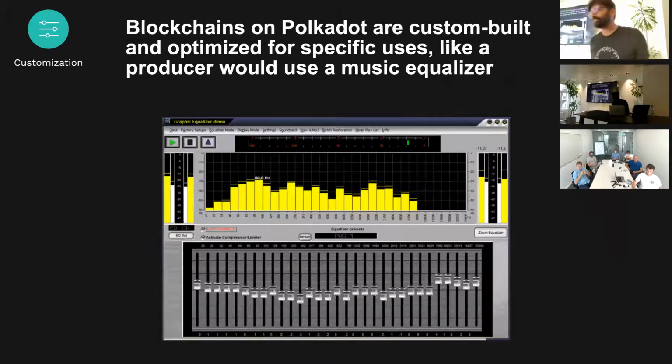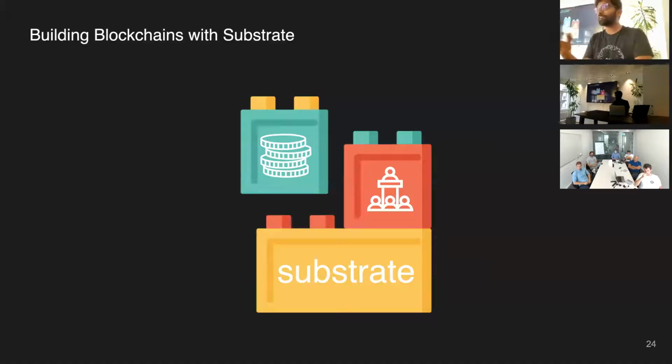Think of being a DJ or a music producer, you want to equalize things for a specific genre, right? So you need to adjust a few parameters to make sure a certain music sounds a certain way. So Substrate is going to let you do that. You can think of it as a Lego kit. You have Substrate, which is the framework that's going to let you build blockchains. Then you have these palettes that you can plug and play. You're allowed to even modify the code inside them and build a blockchain of your choice.